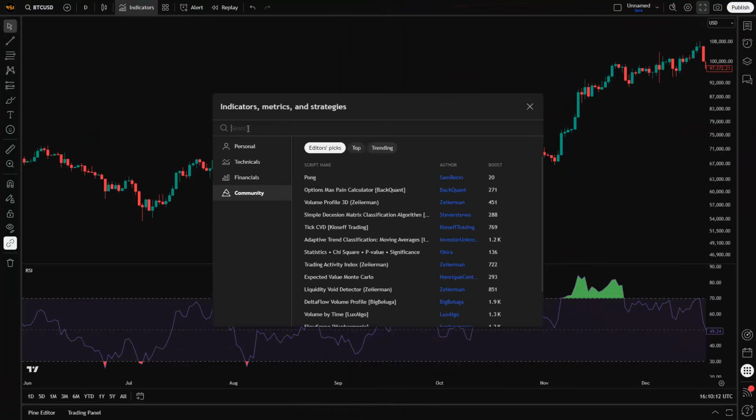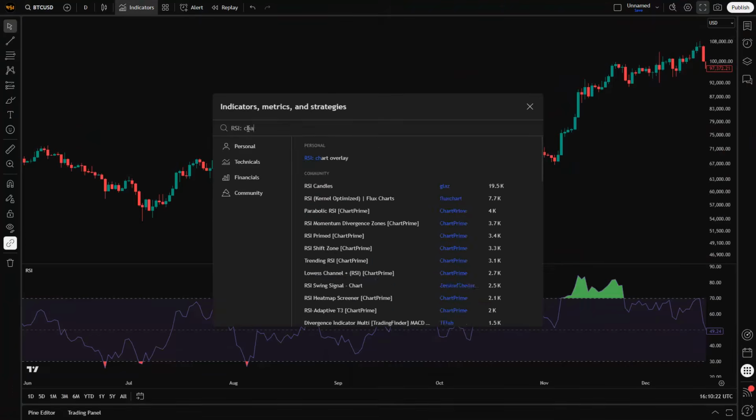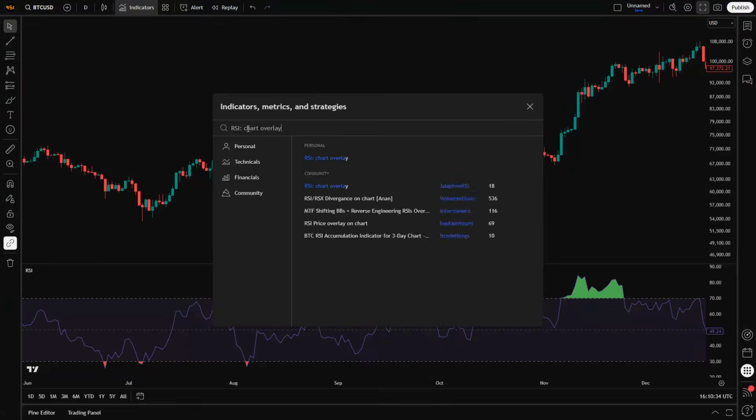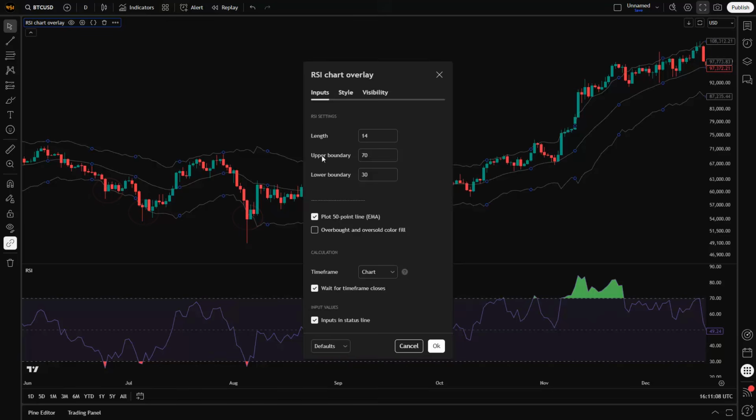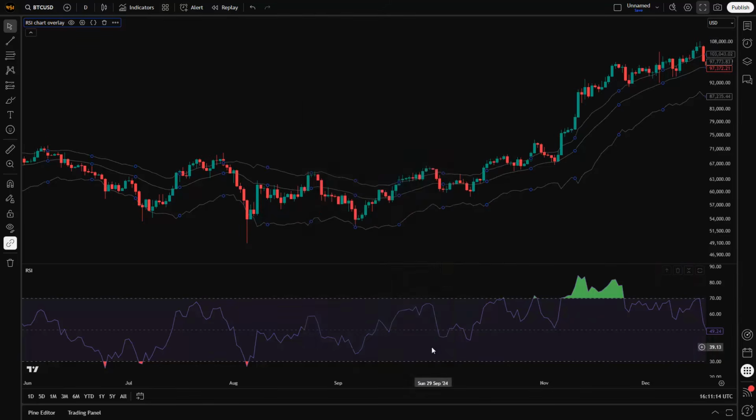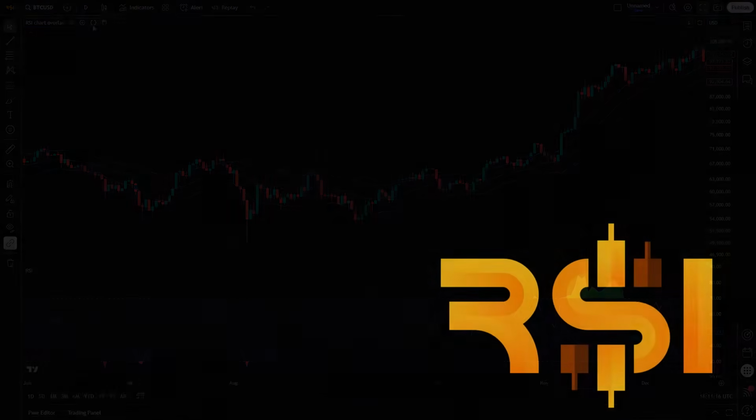This new formula is available on TradingView, so feel free to test it yourself. Just search for RSI chart overlay in the indicator section, add it to your charts, and explore it on your own terms. The good old RSI is far more versatile than most traders realize, if you know how to ask the right questions.